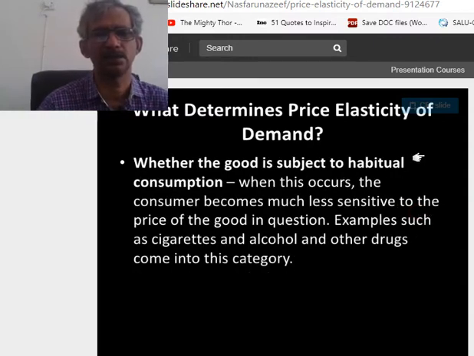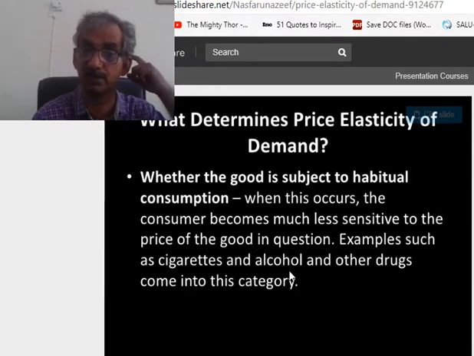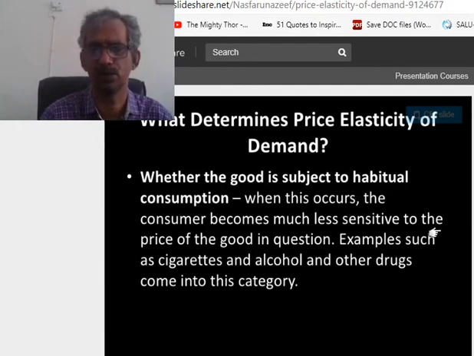Another factor is whether the good is subject to habitual consumption. When this occurs, consumers become much less sensitive to the price of the good in question. Examples such as cigarettes, alcohol and other drugs come into this category, where whatever the price rise, most of the time people prefer to consume the same amount of the good.